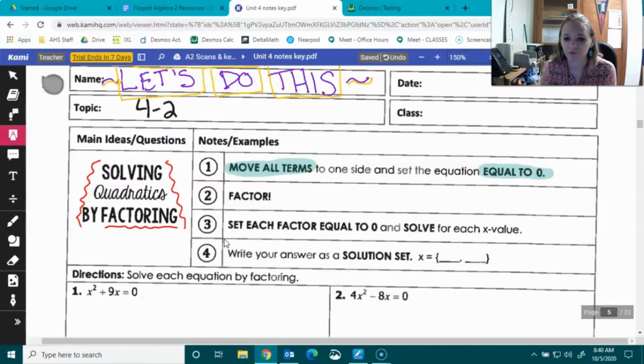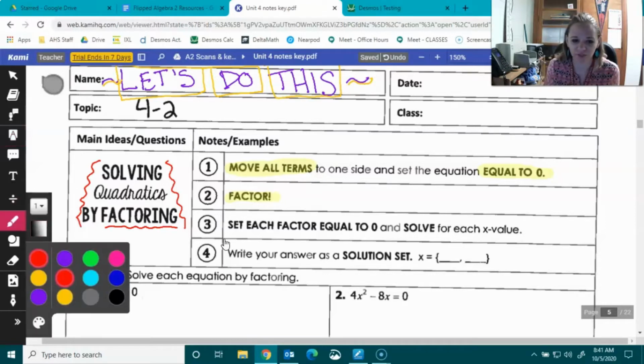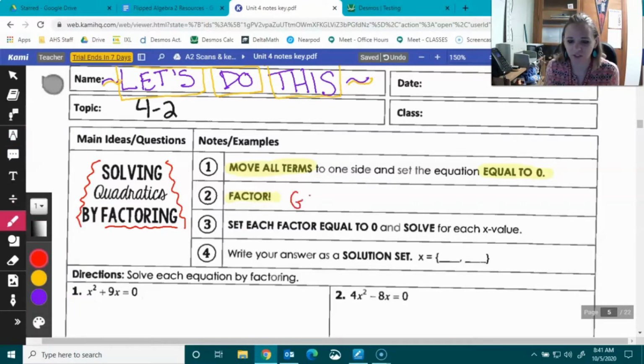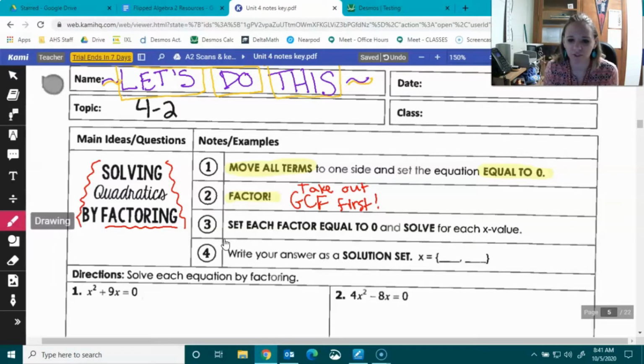So first thing is we're going to move all of our terms to one side and set the equation equal to 0. That's vital. And then after that you factor, or you take out the GCF. That's a big thing. GCF, take out the GCF first. Always see if all of your terms have something in common. That's the backwards of distributive property. You're undistributing and seeing what each term has in common.